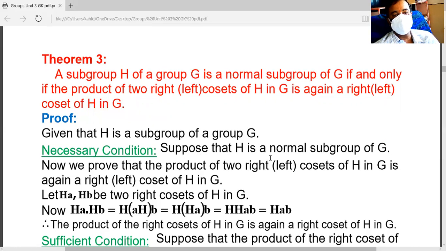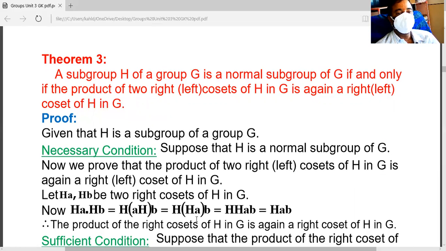For the necessary condition, I am taking H as a normal subgroup of G, and we want to prove that the product of two right cosets of H is again a right coset of H in G. For that, I am taking a, b as two elements in G, so Ha and Hb are two right cosets of H in G. Now, Ha into Hb. What happens? I am applying the associative law: H(aH)b. This aH is a left coset. We know that if H is a normal subgroup, then each left coset is a right coset. So we can convert this left coset into a right coset. The left coset is aH and the right coset is Ha, so aH is replaced by Ha.